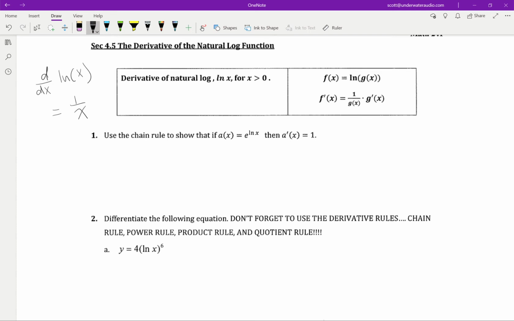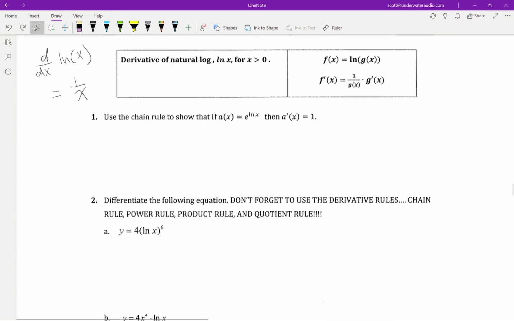If we're going to get a little bit more complicated, where we have the natural log of something fancier than x, like natural log of x squared or x cubed, then it's going to be 1 divided by whatever the function is that's in the parentheses, and then times the derivative of what's inside. So this is basically the chain rule where we're incorporating what we know here.